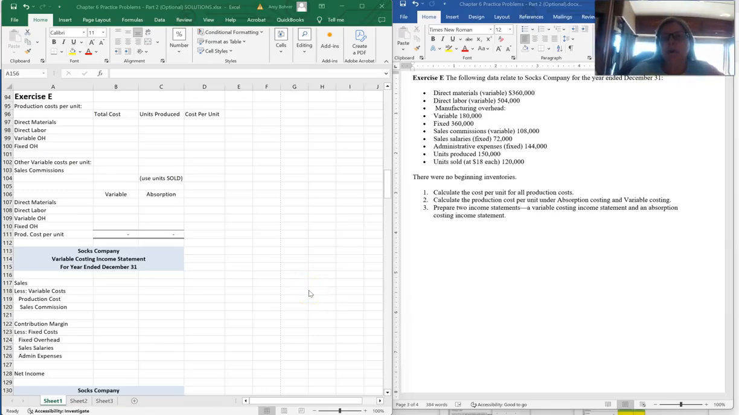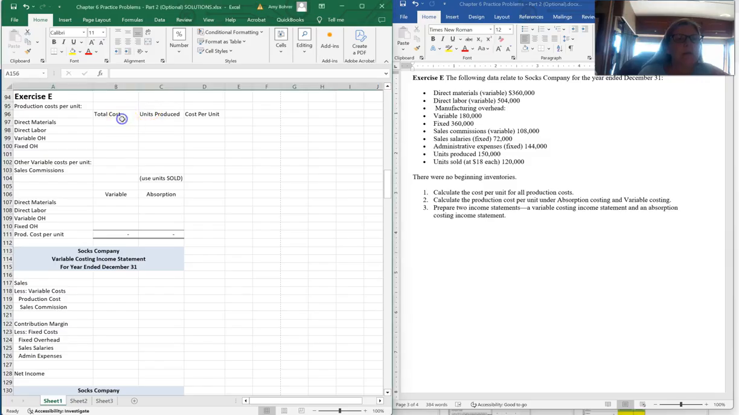Okay, with this particular problem, we are going to do both the absorption costing method and the variable costing method, so you can see the differences. It says for the following data for Sox Company, it gives you all of the information. There were no beginning inventories. Calculate the cost per unit for all the production costs.